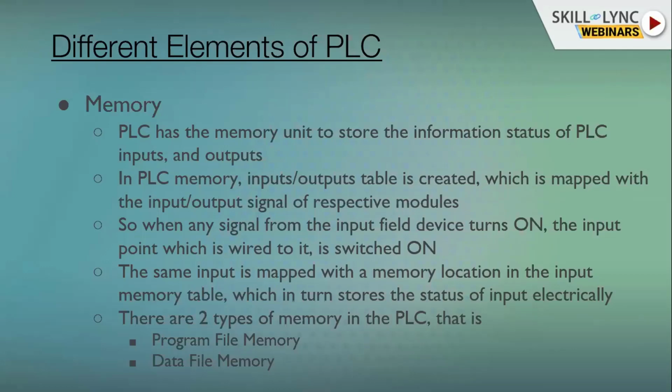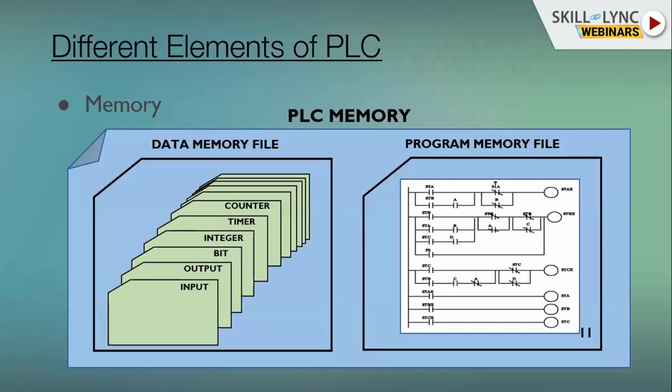So that information should be stored in a memory. There are two types of PLC memory. One is program file memory, another one is data file memory. Program file memory stores the user-defined program, the program we have developed to automate the process. Data file memory will store the status of inputs and outputs, the instructions we have been using in PLC programming to develop the logic, and the configuration of PLC communication.